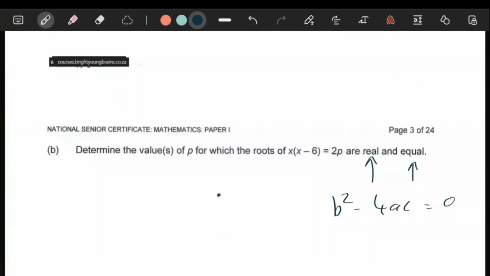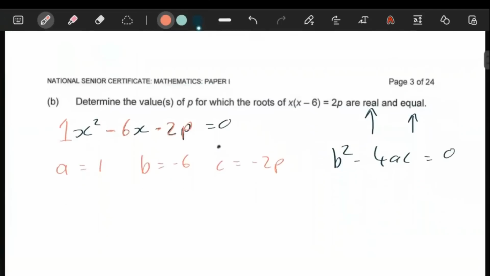So putting this in quadratic format, you can multiply inside your bracket. You can have x squared minus 6x, and then the 2p can come over. That's going to be negative 2p equal to 0. This is in quadratic format. You can easily see that a is a 1 over there, b is a negative 6 over here, c is a negative 2p over here.